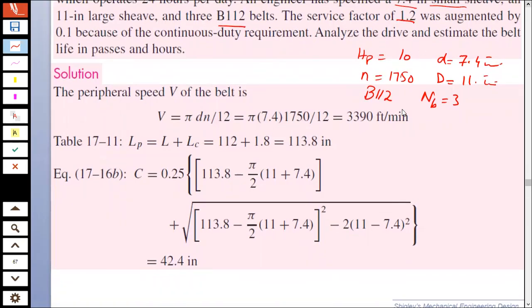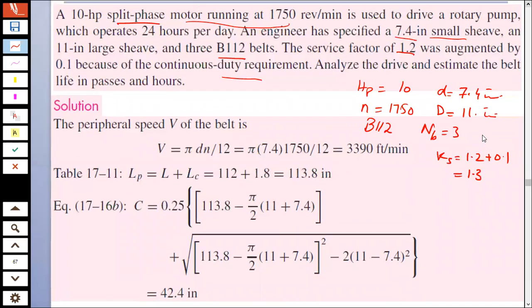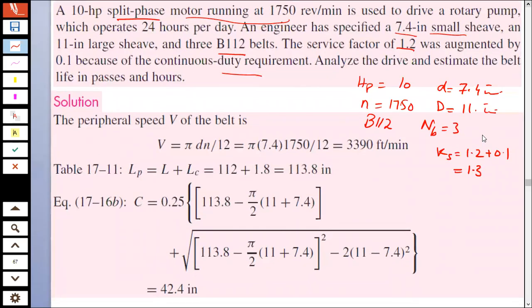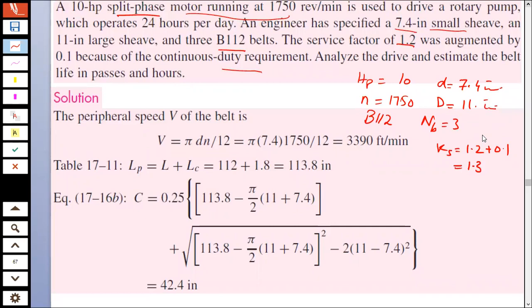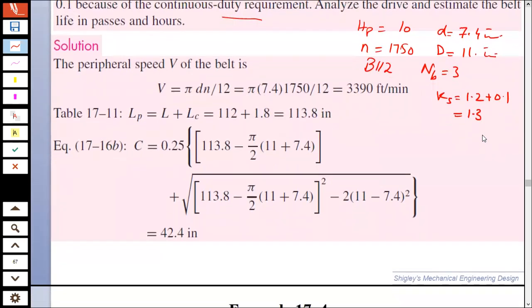Service factor दिया गया है. KS is 1.2. Was augmented by 0.1 because of the continuous duty requirement. तो वो कहता है कि this was augmented by 0.1. So the service factor is basically 1.3 total. ठीक है जी. Analyze the drive and estimate the belt life in passes and hours. Okay, we will do that.